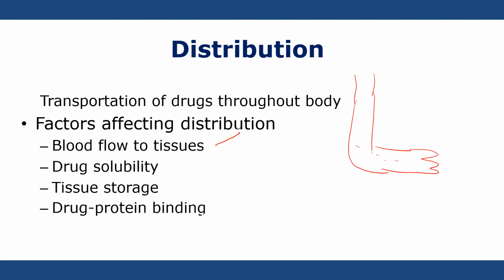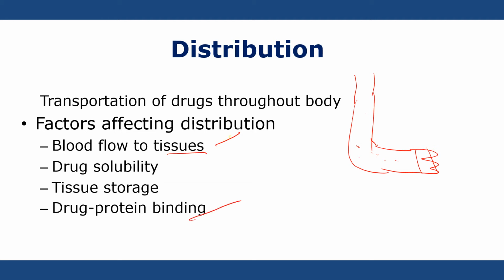Let's say you have an infected toe and we prescribe an antibiotic, but if the blood flow is poor, then it will be difficult for the drug, in this case the antibiotic, to travel all the way to the foot. Versus if this is a young, otherwise healthy patient who stepped on something and has a wound, we prescribe an antibiotic, and the blood flow is great, and then the drug will distribute better or more effectively. So blood flow to the tissue is one of the factors of distribution.